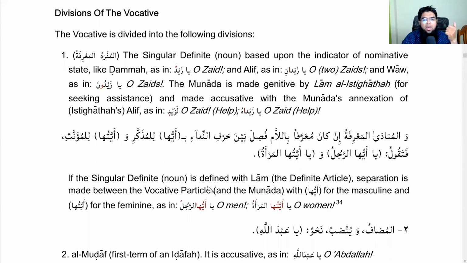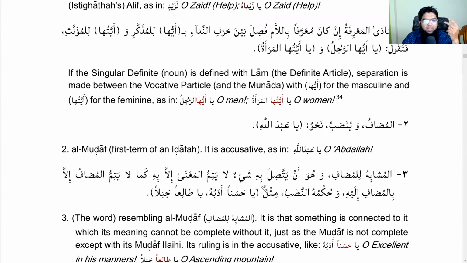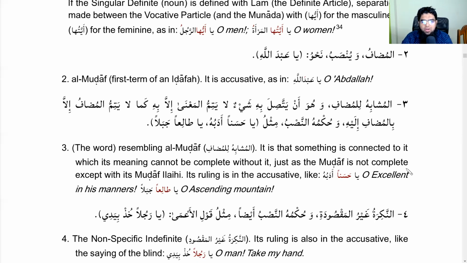There's three. It could be مضاف مضاف إليه, or شبيه للمضاف, مشابه للمضاف. This is fine. Just remember مضاف مضاف إليه, because shabih is very rare anyways. And the third is also rare. The fourth one is also rare. Third and fourth are rare ones.